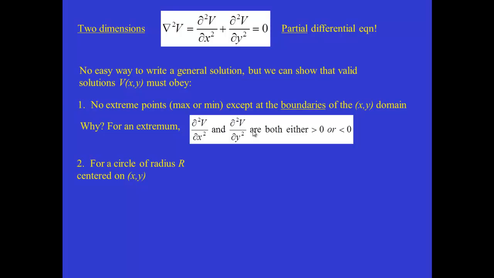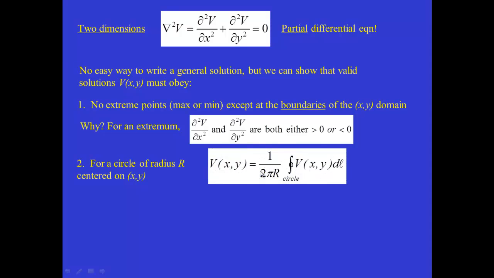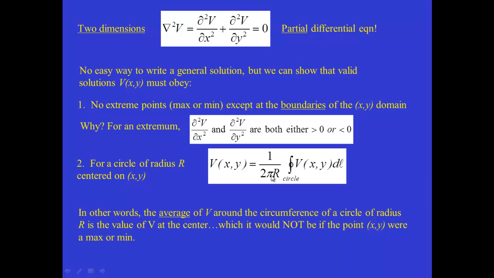And the second property for solutions to a two-dimensional Laplace's equation is that if we pick a point xy and then define a circle of radius r around that point and integrate the quantity v times dl all the way around that circle and average it out by dividing by the circumference, we always end up with the value of v at the center of that region. In other words, the average of v around the circumference of a circle of radius r is equal to the value of v at the center.